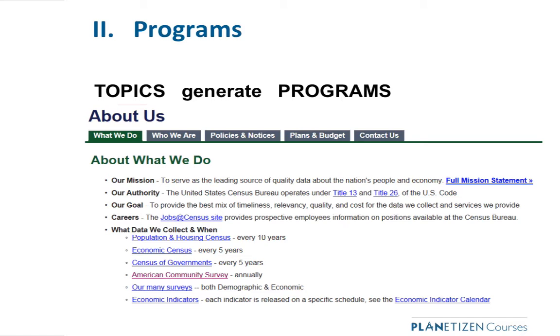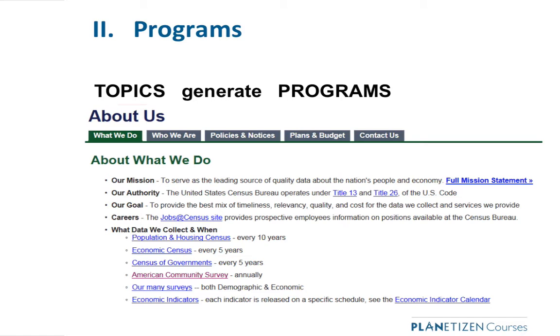Here you can see on the Census Bureau's mission page about what we do. And they have a mission statement. Their authority is under Titles 13 and 26 of the United States Code. Their goal is to provide relevant, quality, and cost-effective data. And then in general, again, here are those major topics: population, housing, economic, governments.